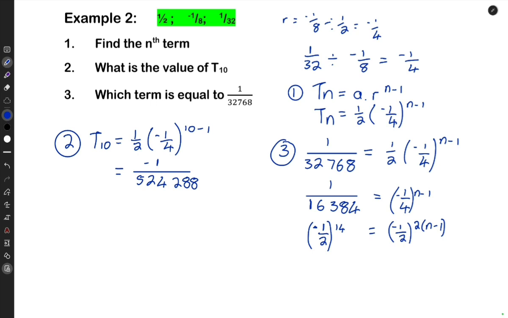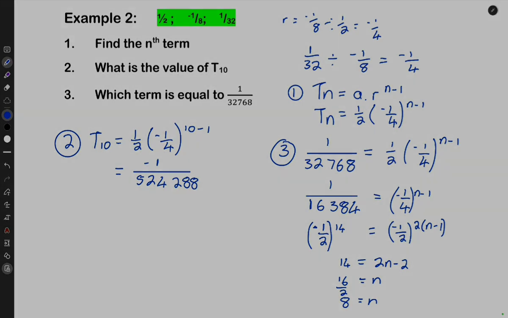Okay. Now when I get to this point, grade 9 exponents, the bases are the same and therefore they can drop and you can say 14 is equal to 2n minus 2. Therefore n is equal to 16 over 2. And therefore, which term is equal to that number? The 8th term is equal to that number. I hope this makes sense and you can see the difference between arithmetic and geometric. This was how to use the Tn formula for both. After this lesson, we're going to look at the Sn formulas for both of them.